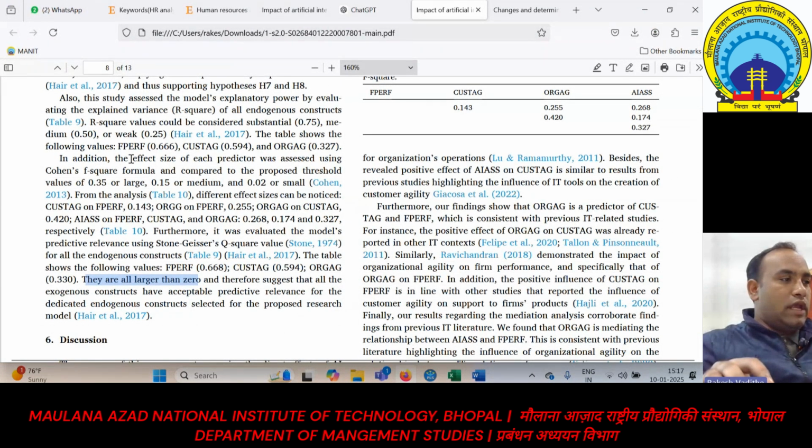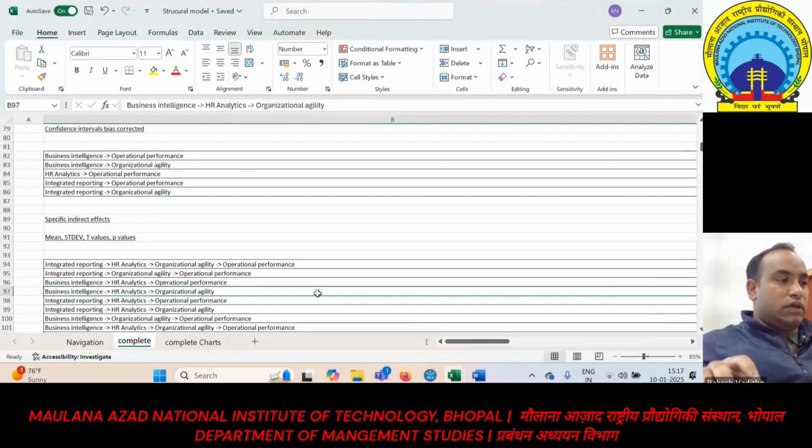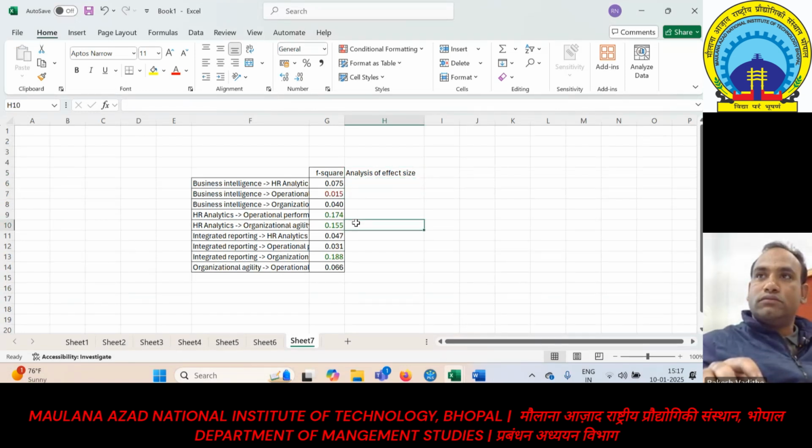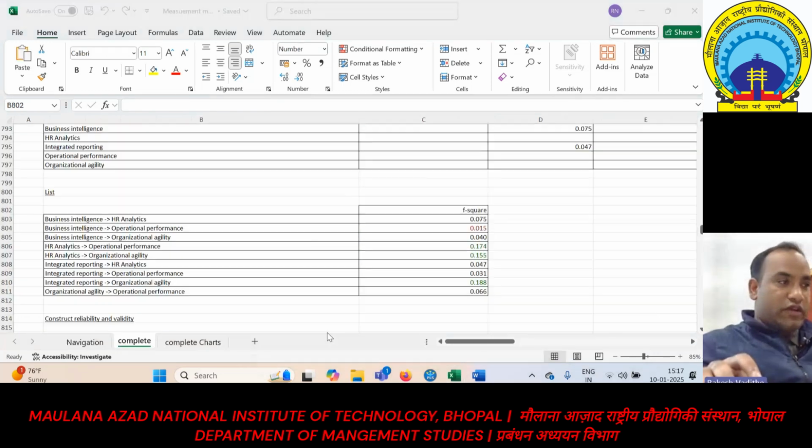Here you can see the effect size of each predictor was assessed using Cohen's f square value. A value of 0.02 is considered small, 0.15 is medium, and above 0.35 is large.